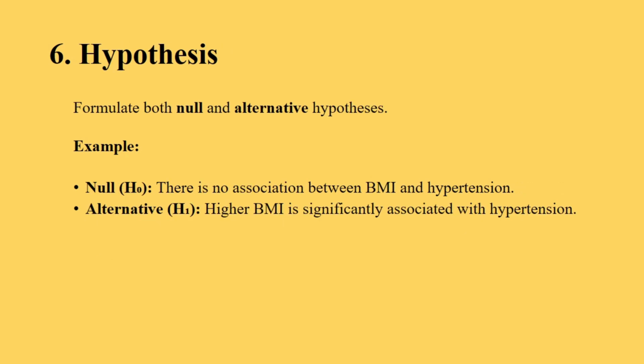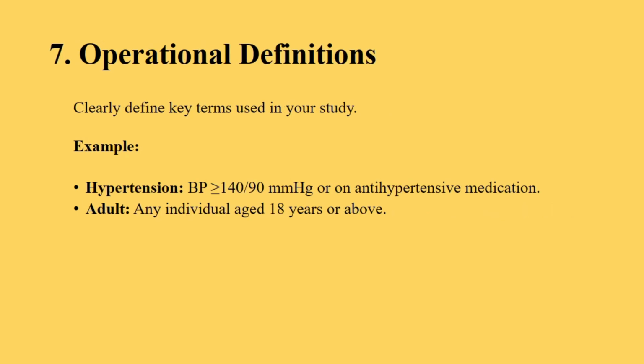Hypothesis. Formulate both null and alternative hypotheses. For example, null hypothesis: there is no association between BMI and hypertension, and the alternative hypothesis: higher BMI is significantly associated with hypertension. Operational definition is clearly defined key terms used in the study. For example, hypertension: blood pressure greater than 140/90, or on antihypertensive medication. Adult: any individual aged 18 years or above.